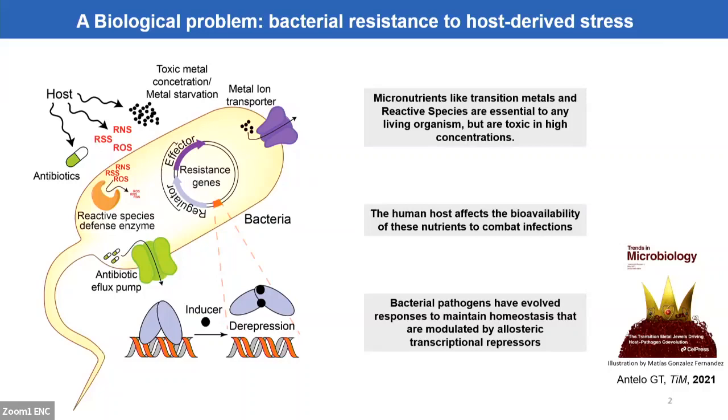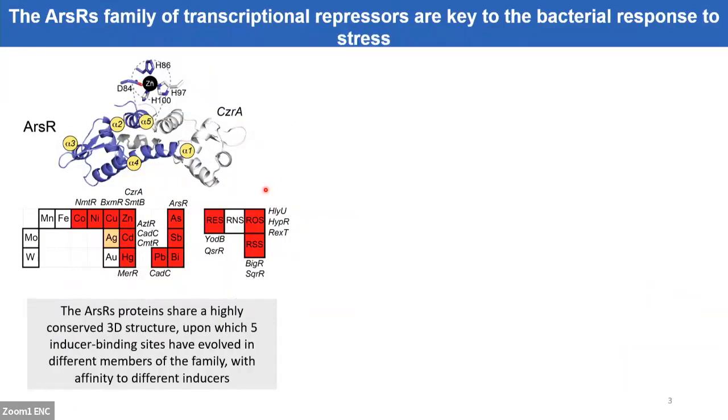But successful bacterial pathogens have evolved ways of overcoming this response that are ultimately modulated by allosteric transcriptional repressors. These proteins sense an inducer either by binding to a metal ion or by doing chemistry with a reactive species, which causes release from the DNA, turning on transcription of proteins that will try to keep homeostasis in these stressful conditions. The family of proteins that we are most interested in is the ArsR/SmtB family of transcriptional repressors, which are key to the bacterial response to stress.